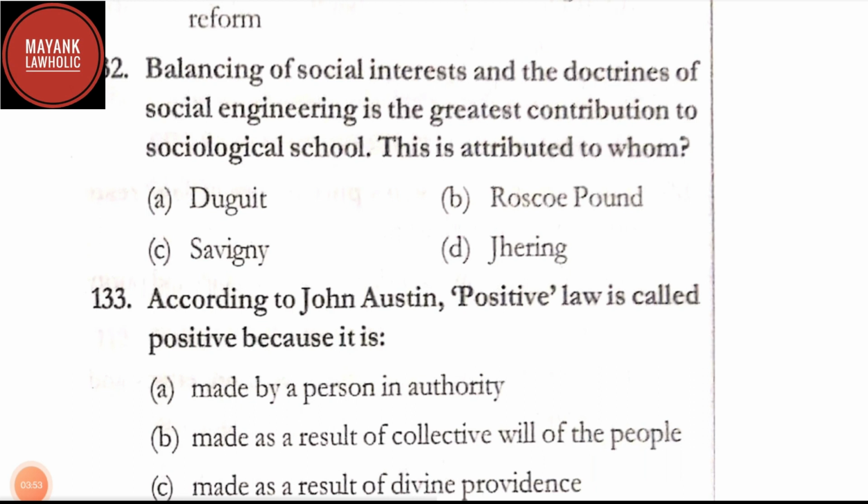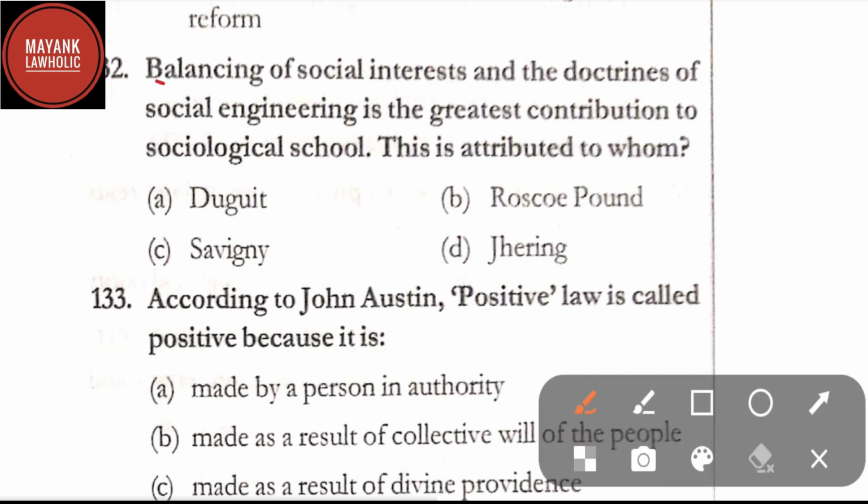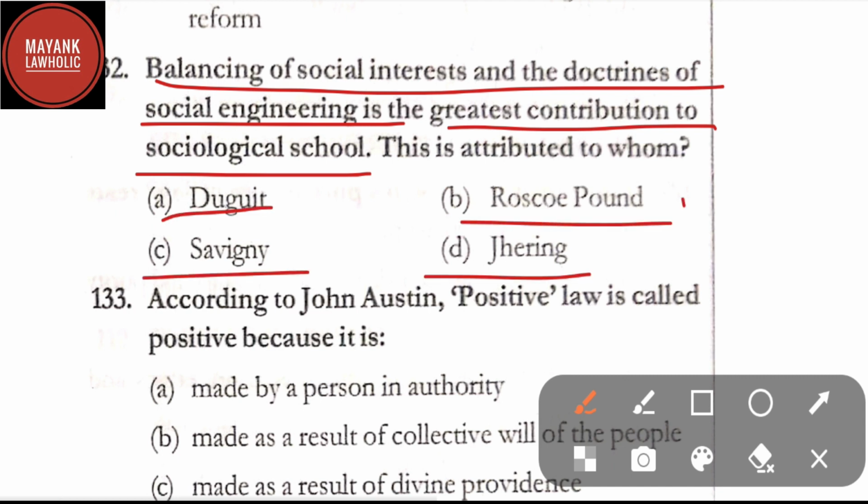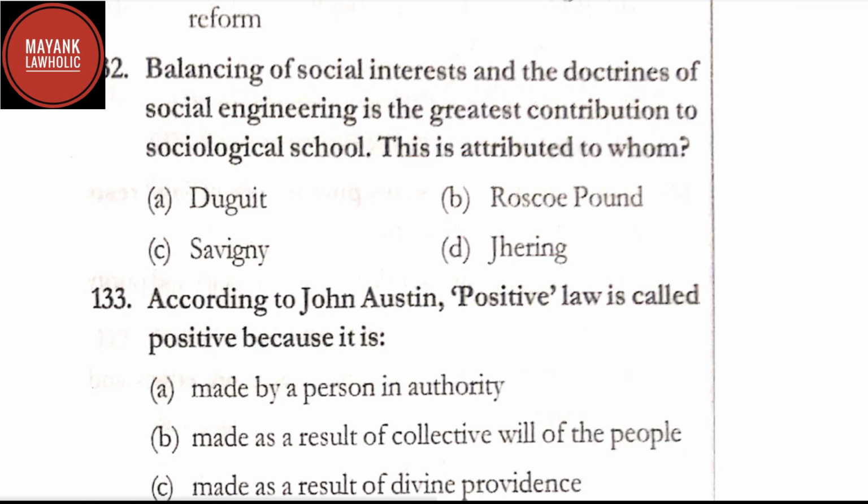Now let us proceed to question number 132. Balancing of social interest and the doctrine of social engineering is the greatest contribution to the sociological school. This is attributed to whom? Option A, Duguit. Option B, Roscoe Pound. Option C, Savigny. And option D, Ihering. Here in question number 132, the correct answer is option B, that is Roscoe Pound.